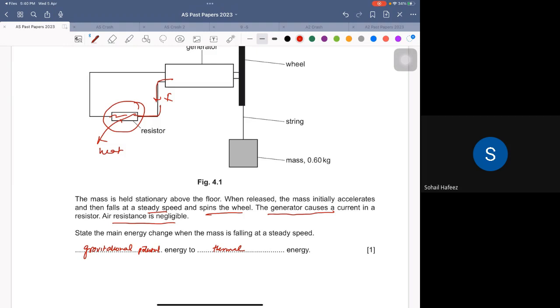You guys get my point? So this is the initial and this is the final form. So that could be intermediary energy, but not the final one.